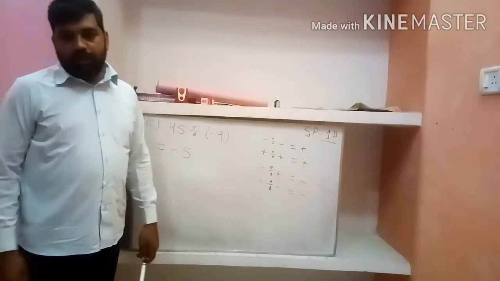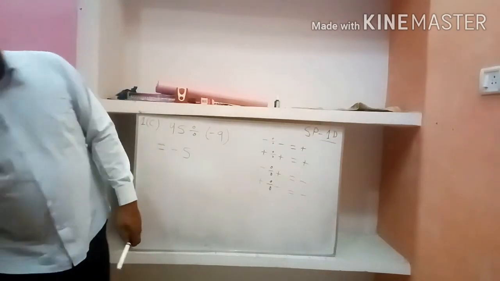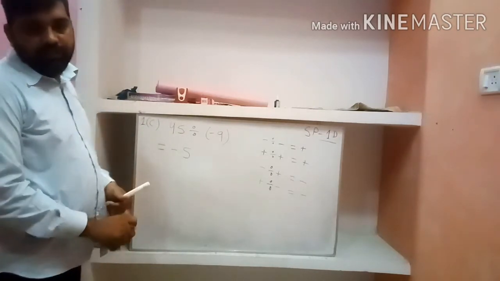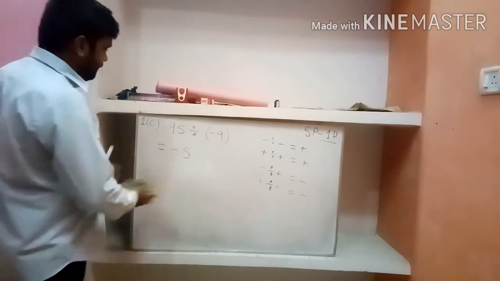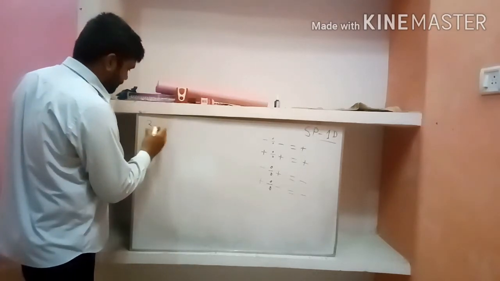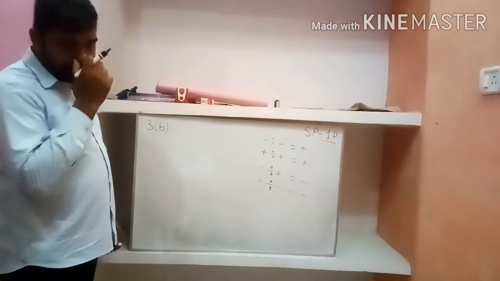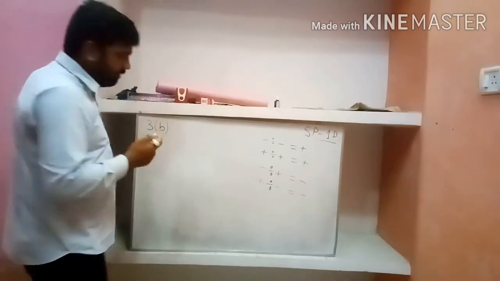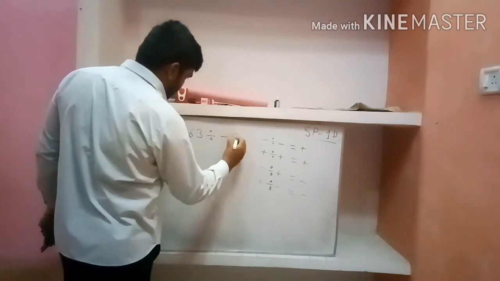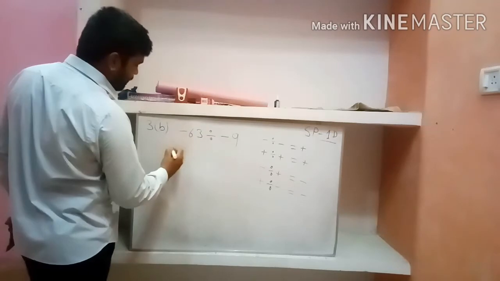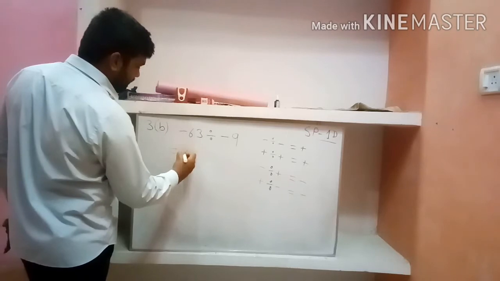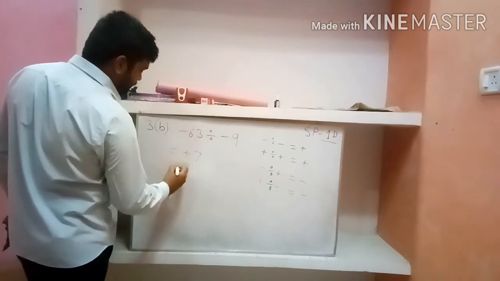Now you can see third B. Divide and find each quotient. So in third B you see minus 63 divided by minus 9. Now see, minus divided by minus gives you the quotient plus. 9 sevens are 63. So the answer is plus 7.